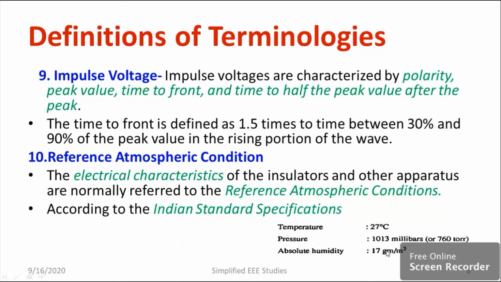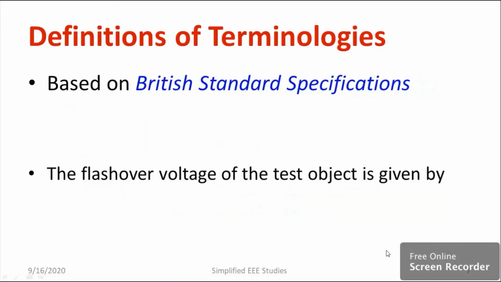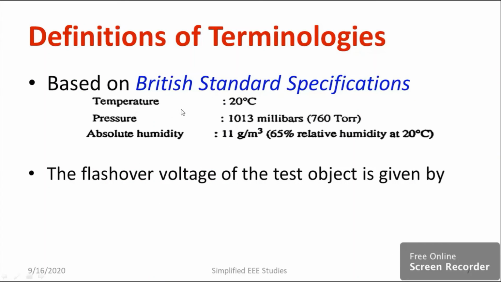Let us go through different types of standards, such as the British standard. Regarding the British standard specification, temperature is defined as 20 degrees Celsius, then pressure equal to 1013 millibars or 760 torr. Then regarding the absolute humidity, it will be 11 gram per meter cube. Okay, so 65% relative humidity will be considered at 20 degrees Celsius.